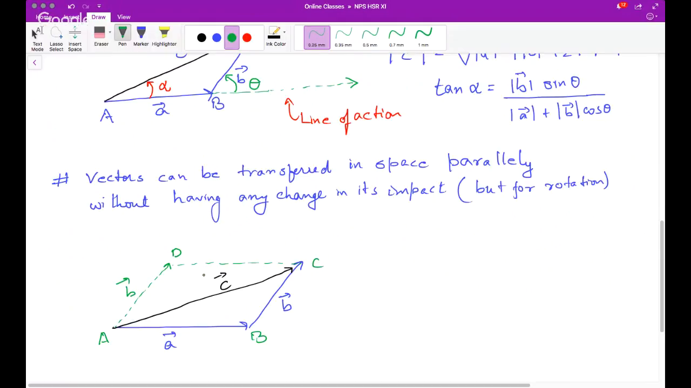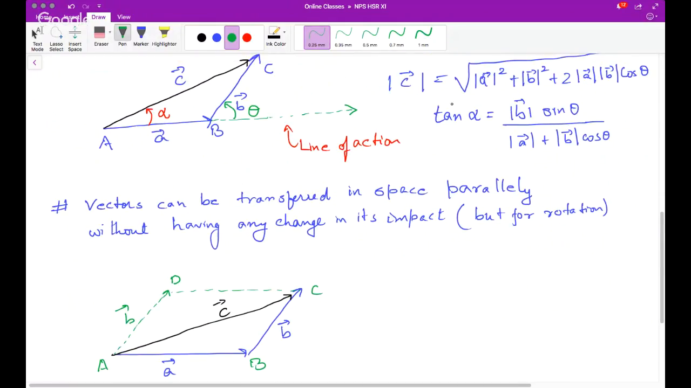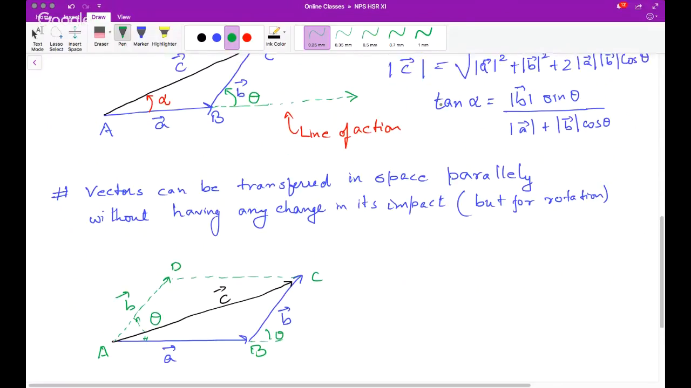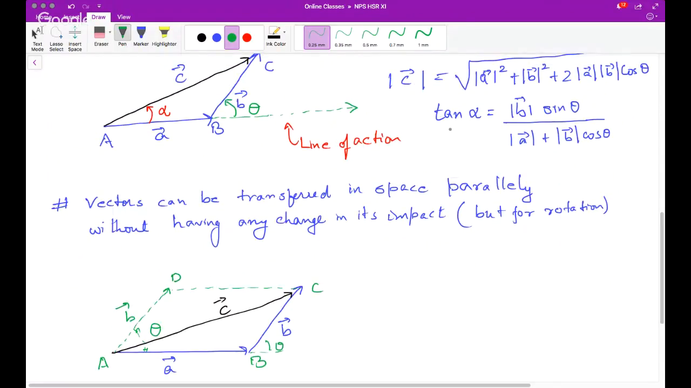So there is no impact. Hence, we can say that either you follow the triangle law, where the tail of the second one coincides with the head of the first one and you join the third side to give the vector sum, or you complete the parallelogram and the principal diagonal gives you the vector sum. In terms of the expressions, nothing changes. If the angle between the two vectors is theta, you get the same two expressions for magnitude as well as direction.